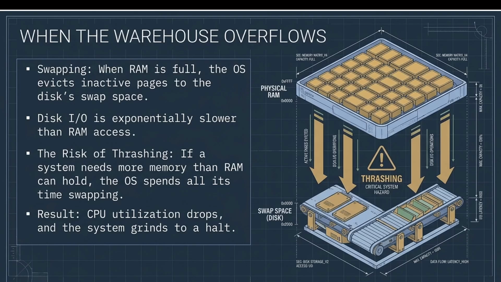The risk of thrashing. If a system needs more memory than RAM can hold, the OS spends all of its time swapping. Swapping means the inactive data is sent off to disk, and the required data is fetched by the operating system into the RAM. This process takes a lot of time because disk I/O operations are very slow, so thrashing can occur because of this. There is always a need for the RAM to be properly utilized. The CPU utilization drops and the system grinds to a halt.